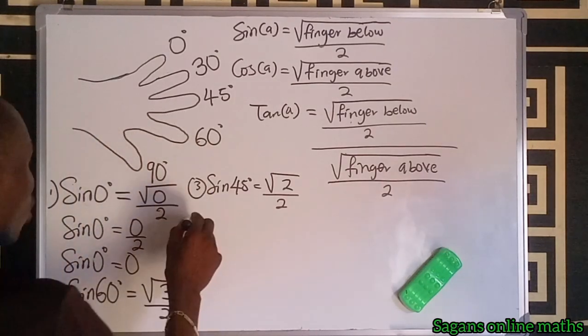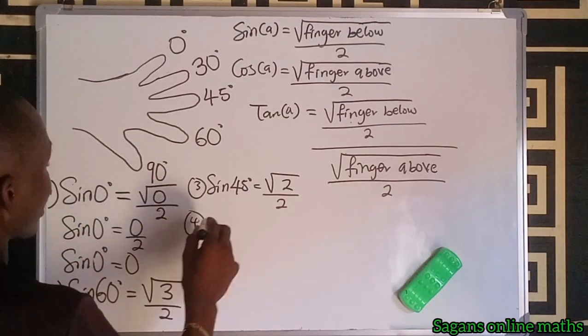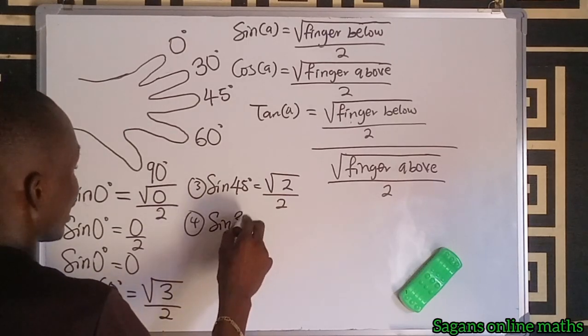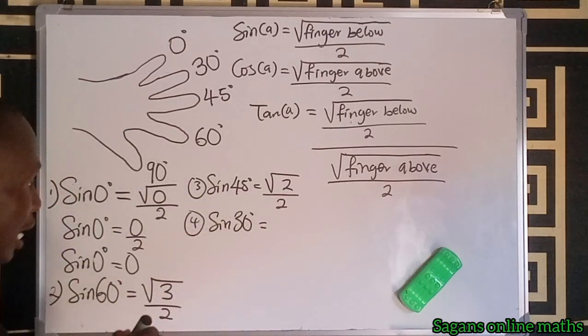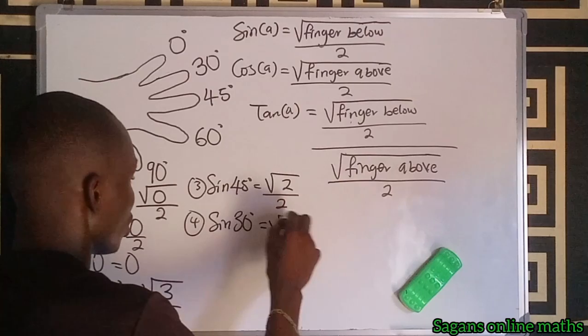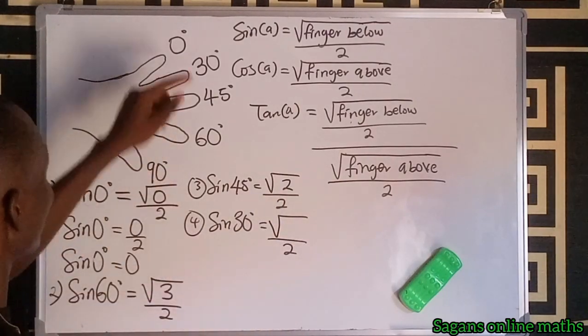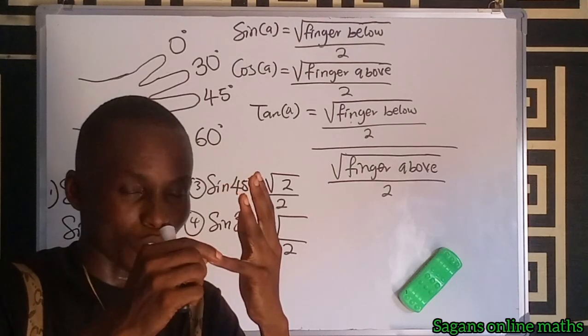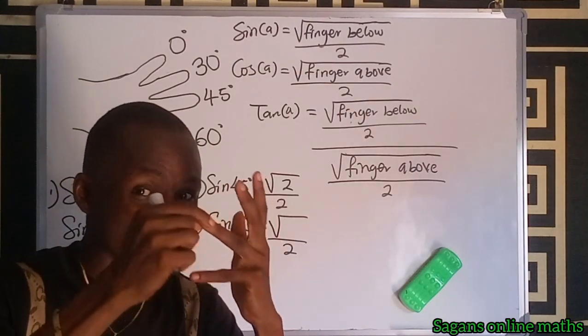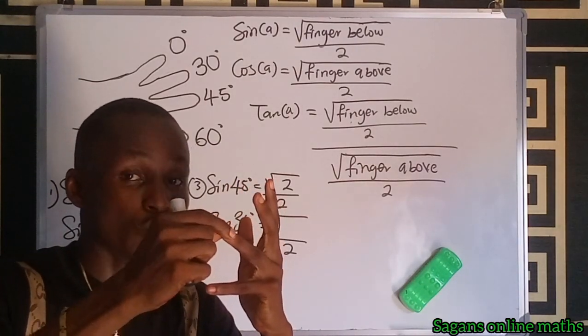Now, let's see sine 30 degree, right? Equals to what? Put your square root divided by 2. Always put this, okay? It's constant. Now, let's see 30 degree. This is 0 degree, okay? This is 30 degree. So, sine 30 degree means the square root of the number below divided by 2.